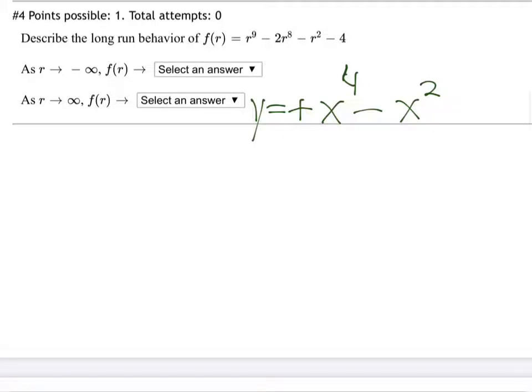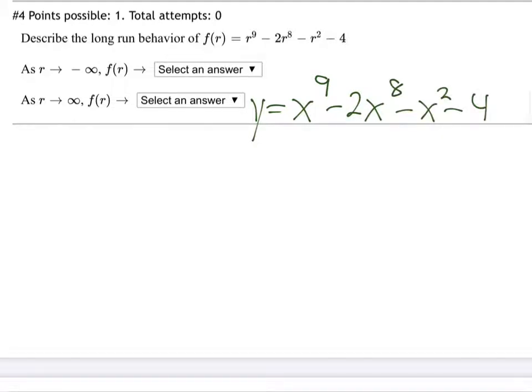Well, you know what? I don't need it. Sorry, guys. Let me just go with the one they gave me. I'm going to take exactly what they gave me, and I'm just going to make it x's, though. I don't like r's. I like x. You can change that letter. It doesn't make any difference.